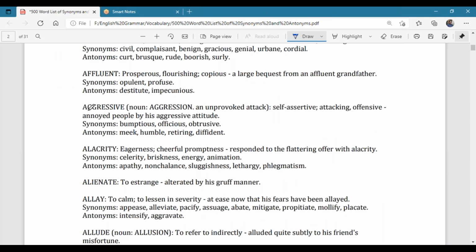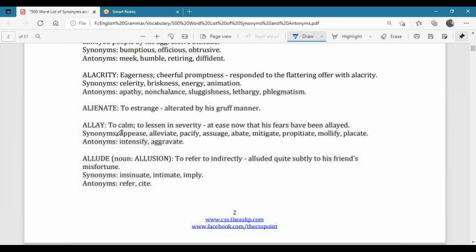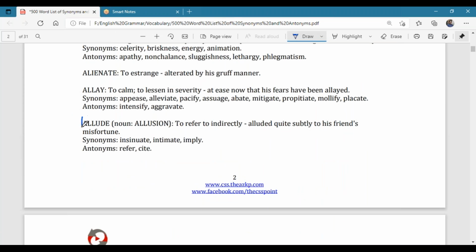Aggressive is something you all know, so I need not explain it again. Allude is something again you need to understand. Allude is a useful word which you may experience. Allude means to suggest or call attention to indirectly. Suggest, imply, mention, touch on. Allude is a verb.